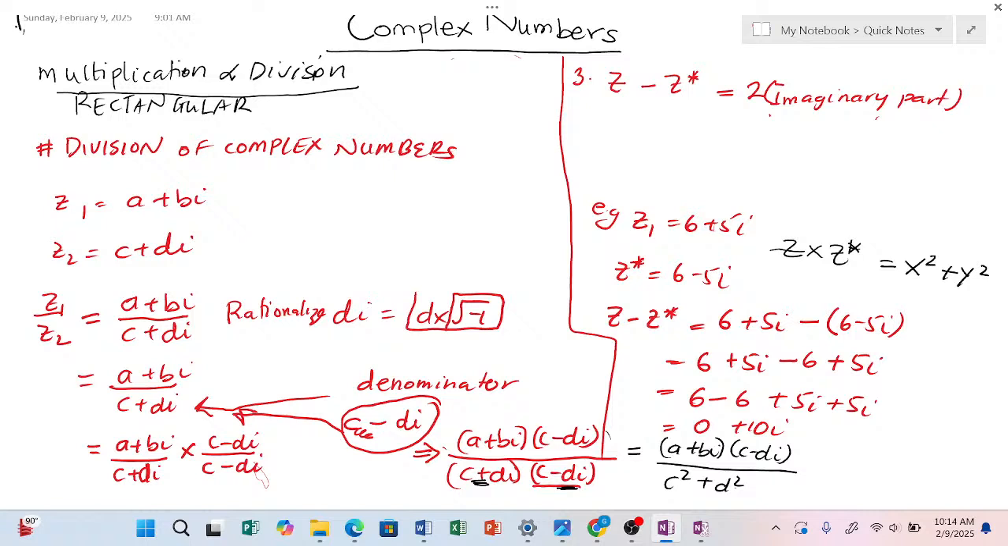So let's take some example. Let me clean this part of the board.